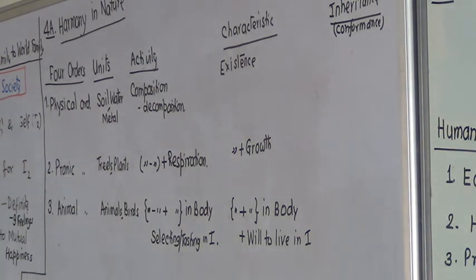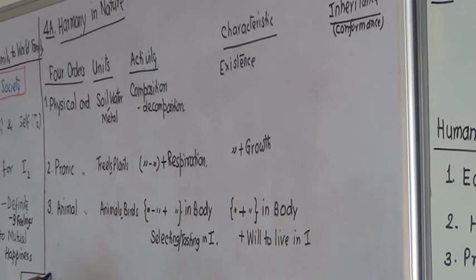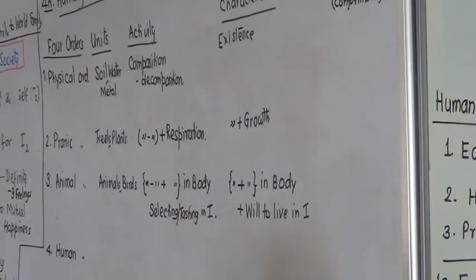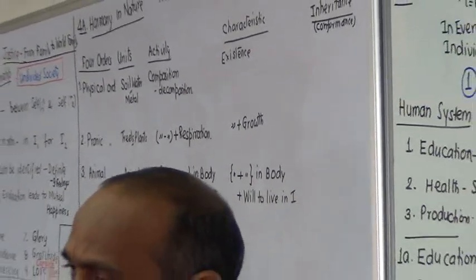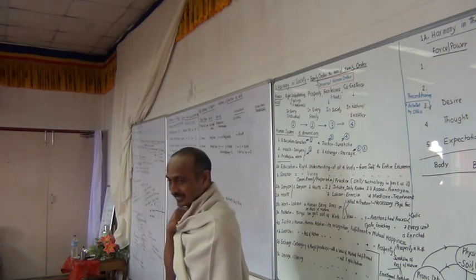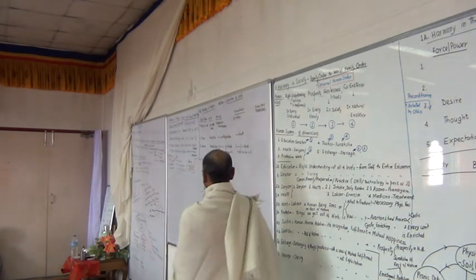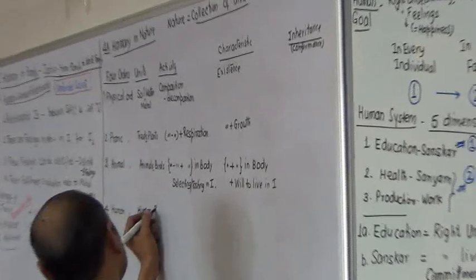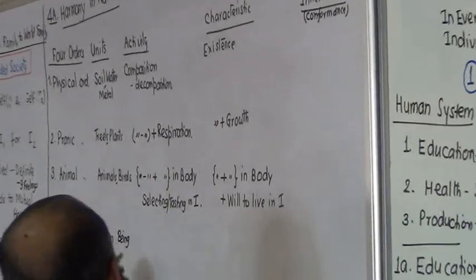So there is a self, the I. As far as the body is concerned, it has the characteristic of existence plus growth. When it comes to human being, you can see this human order. This human order has got only one type of unit in it, and that is human being. That is why all human beings are the same, right? Similar. There are no different breeds, right? In animals and birds, there are different breeds, right?